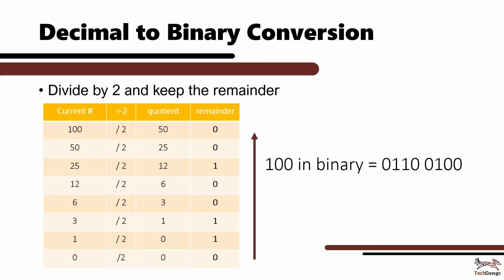We have no remainder, so 0. 6 divided by 2 is 3. No remainder. 3 divided by 2 is 1, with a remainder of 1. 1 divided by 2 is 0, with a remainder of 1. And 0 divided by 2 is 0, remainder 0. So, in binary, 100 is shown as 0, 1, 1, 0, 0, 1, 0, 0. That's how you can convert from decimal to binary.